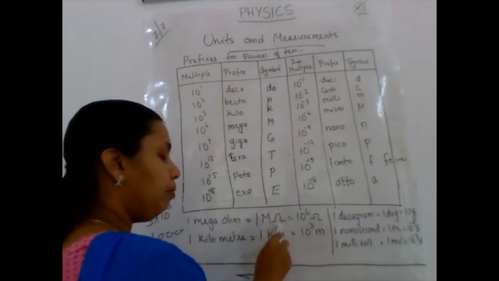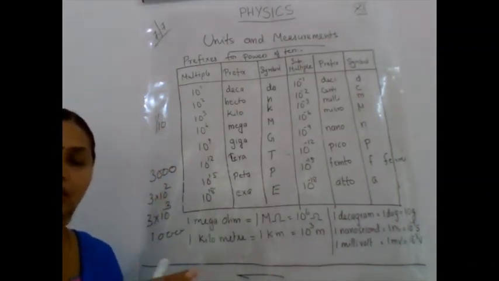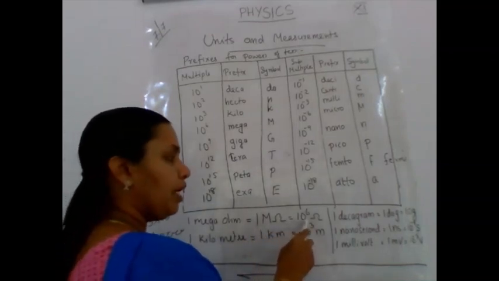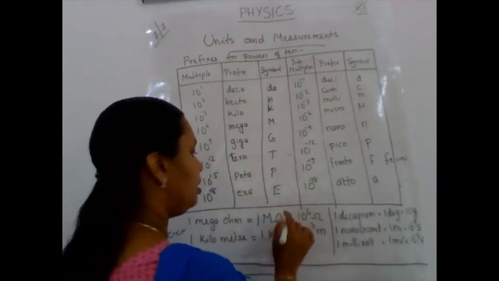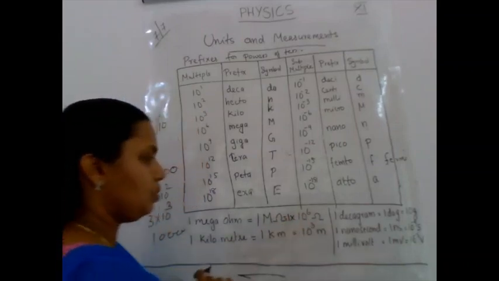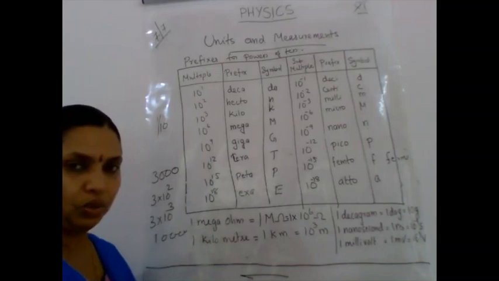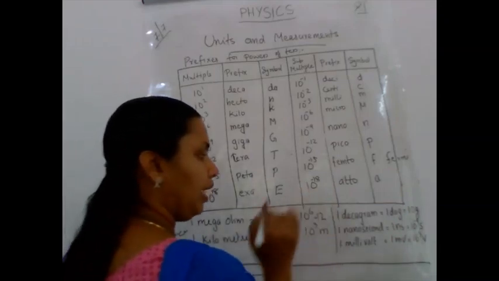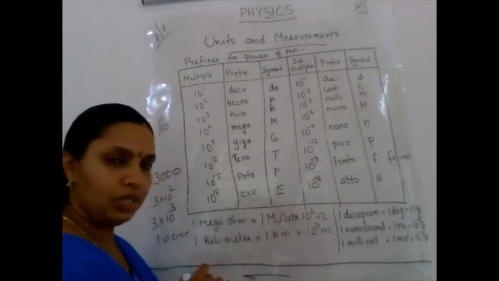And 1 mega ohm, how is it related to the unit ohm? Ohm is the standard unit of resistance, isn't it? So 1 mega ohm is equal to 10 raised to 6 ohm. That is, it is equal to how much? 1 into 10 raised to 6 ohm, or 10 raised to 6 ohm. But 3 mega ohm, 3 mega ohm is equal to how much ohm? That is 3 into 10 raised to 6. 100 mega ohm is 100 into 10 raised to 6 ohm.